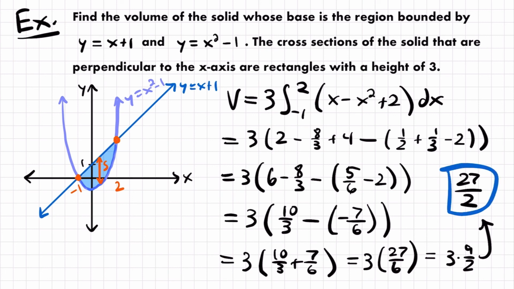And that is the volume of the solid that has this region as its base and cross-sections perpendicular to the x-axis that are rectangles with a height of 3.